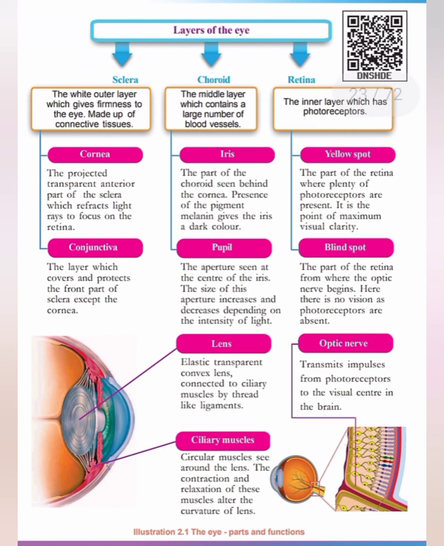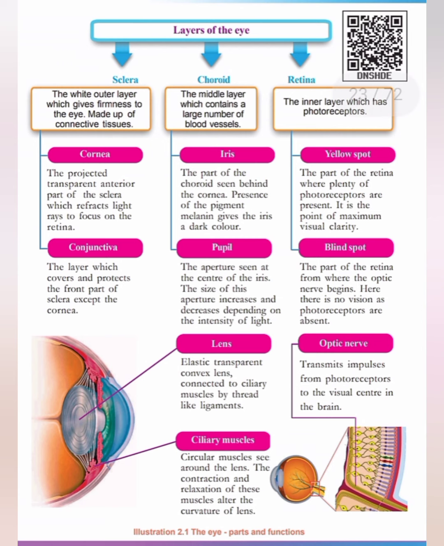We heard of a nerve, the optic nerve, while studying the blind spot. What is the optic nerve? It transmits impulses from photoreceptors to the visual center in the brain. What is its function? Look at the picture, from where the optic nerve begins. From the blind spot, the optic nerve begins, and it transmits impulses from photoreceptors to the visual center in the brain.